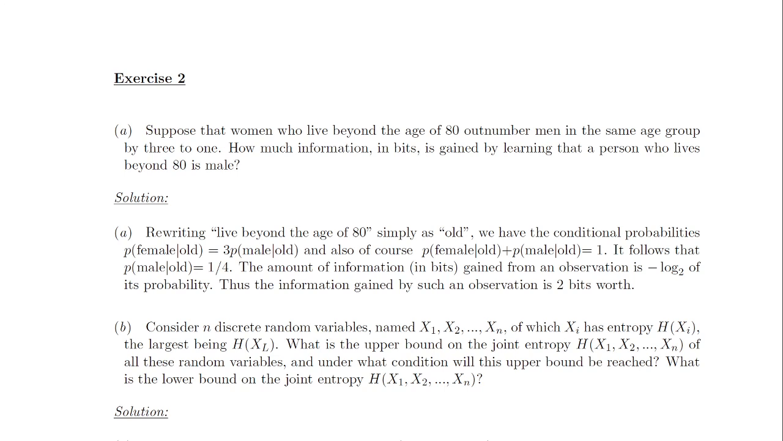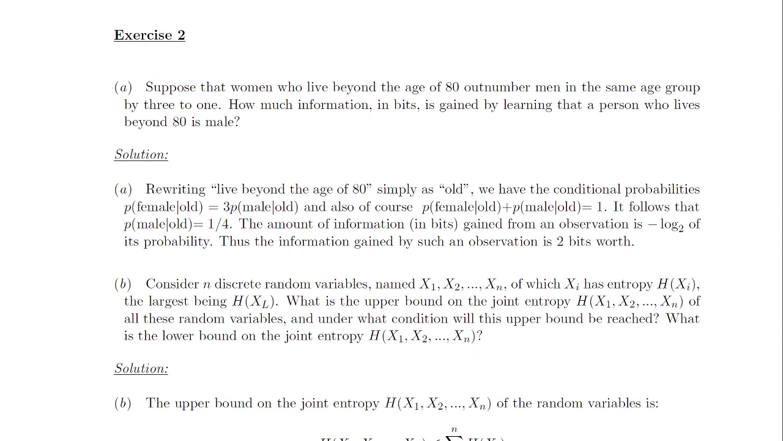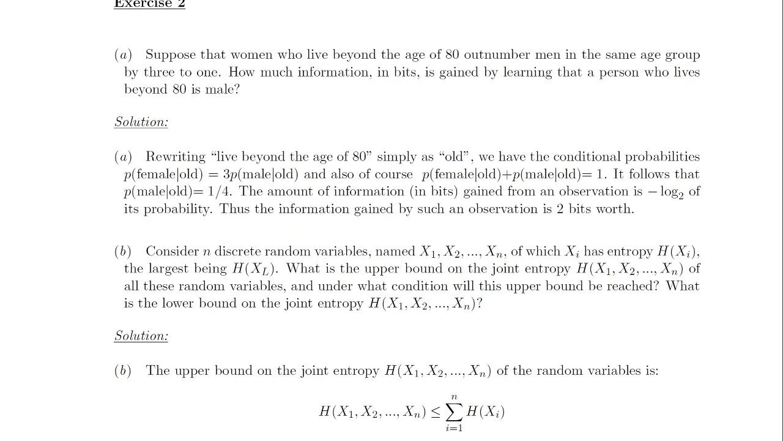Exercise 2 begins with some similar types of questions about probability calculations, in this case bringing inference into the story. Let's suppose that it's true, and I guess it is true, that women who live beyond the age of 80 outnumber men in the same age group by 3 to 1. Assuming that's true, how much information in bits is gained by learning that a person who lives beyond 80 is actually male?